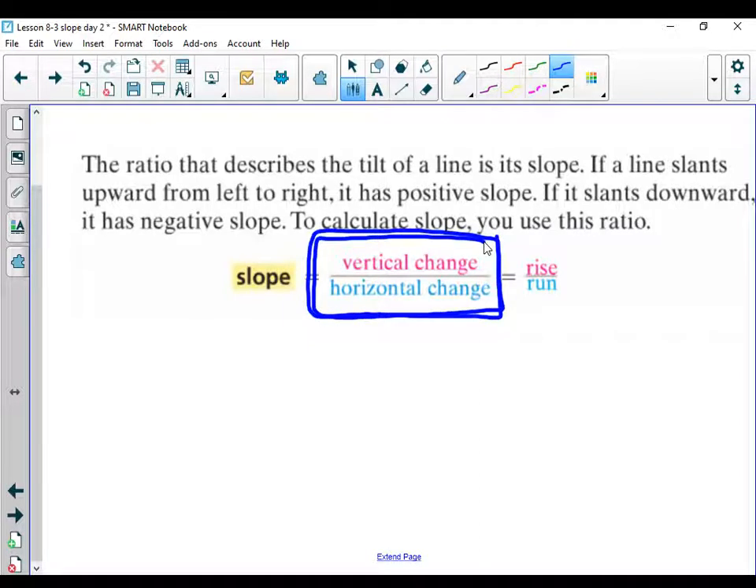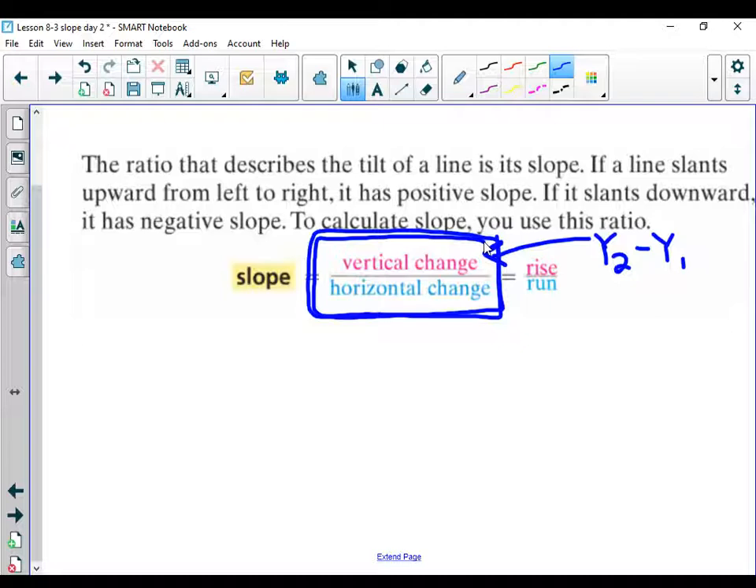Vertical change goes on the top, and horizontal change goes on the bottom. Think of vertical. Is this vertical? No. Vertical would be, here's our choices, X or Y. Y! Thank you, Godiva. So on the top, I'm going to tell you what this means in a moment. We have 2 Y's, and we're going to subtract them. One of them is called Y2, and one of them is called Y1. Are you writing with me?